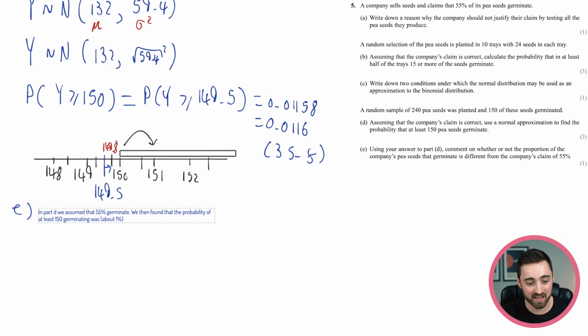So I would say, look, in part D, we assume that 55% germinate. We then found that the probability of at least 150 germinating was about 1%. Very low probability, wasn't it? So I think there's evidence that the company's claim is incorrect. Very low probability, so there is evidence that the company's claim is incorrect. That's not you, that's the plural of companies, isn't it? Come on, companies. There we go.